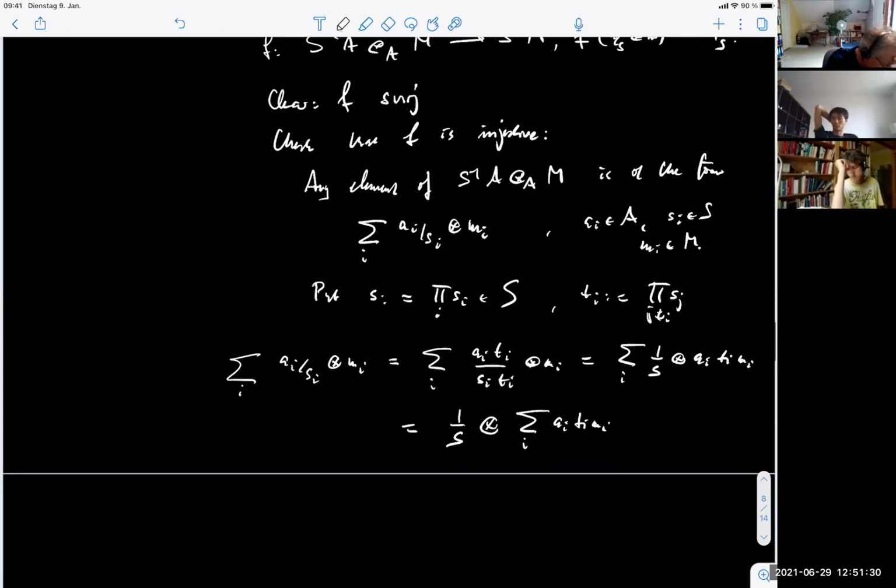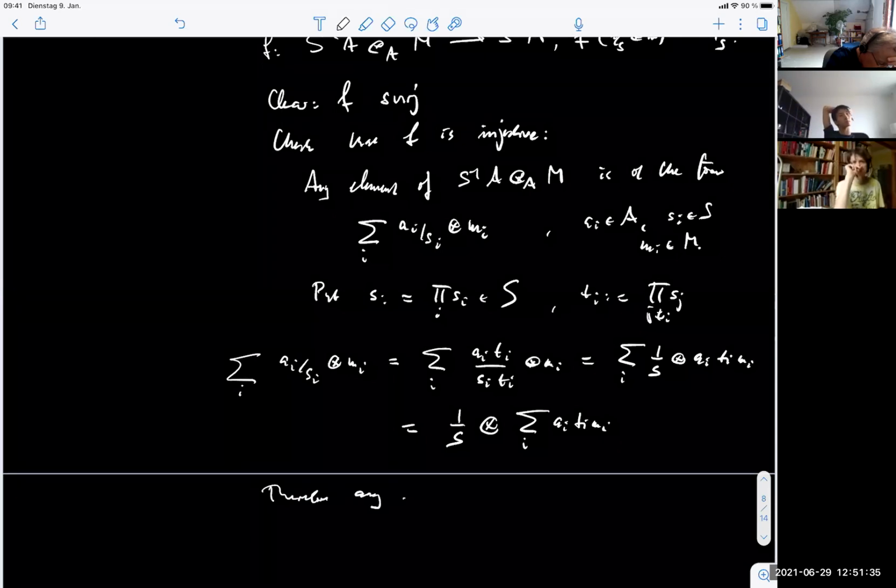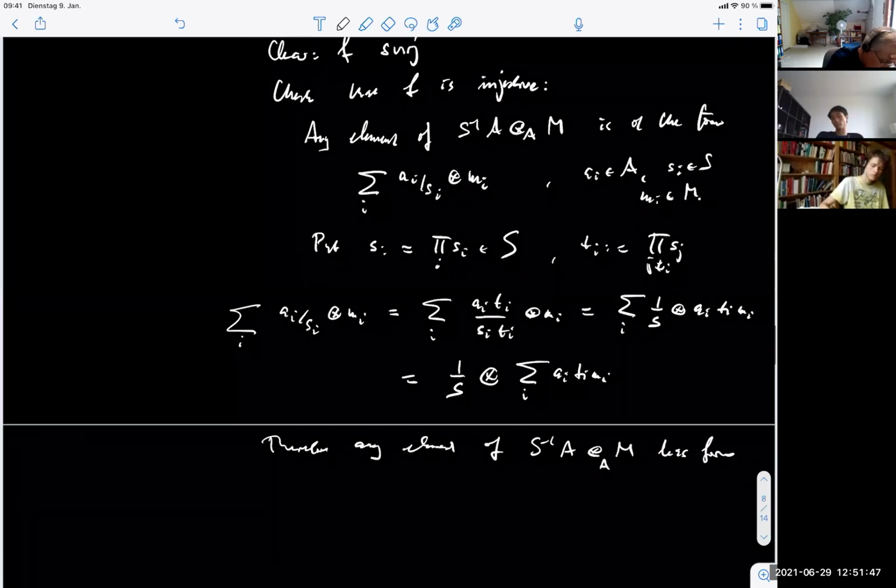So therefore any element of my tensor product has this form: 1 over s tensor m, for some s in S and m in M. So you see, this was kind of an auxiliary argument. I could have said this outside of the proof. Every element of this tensor product has this form. This is maybe something to remember.